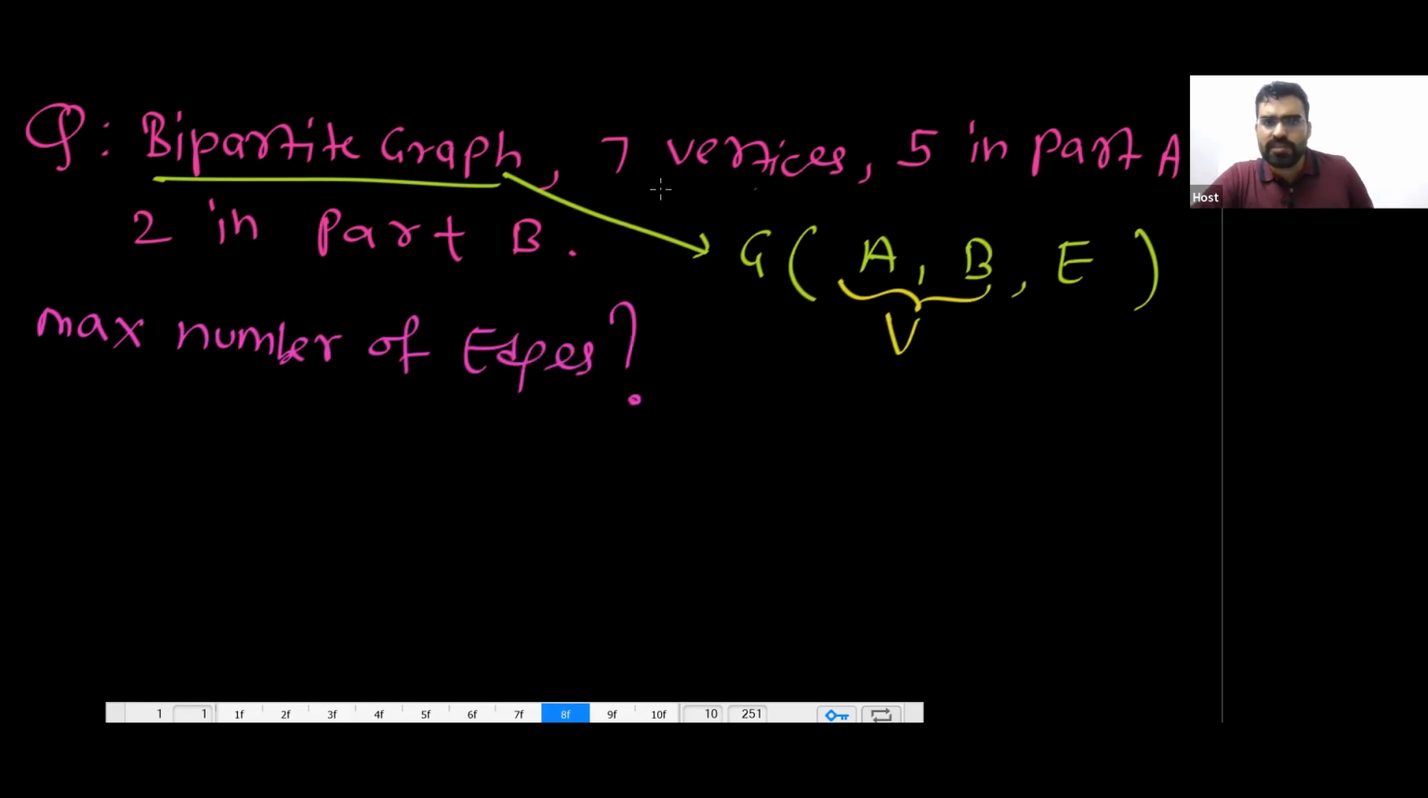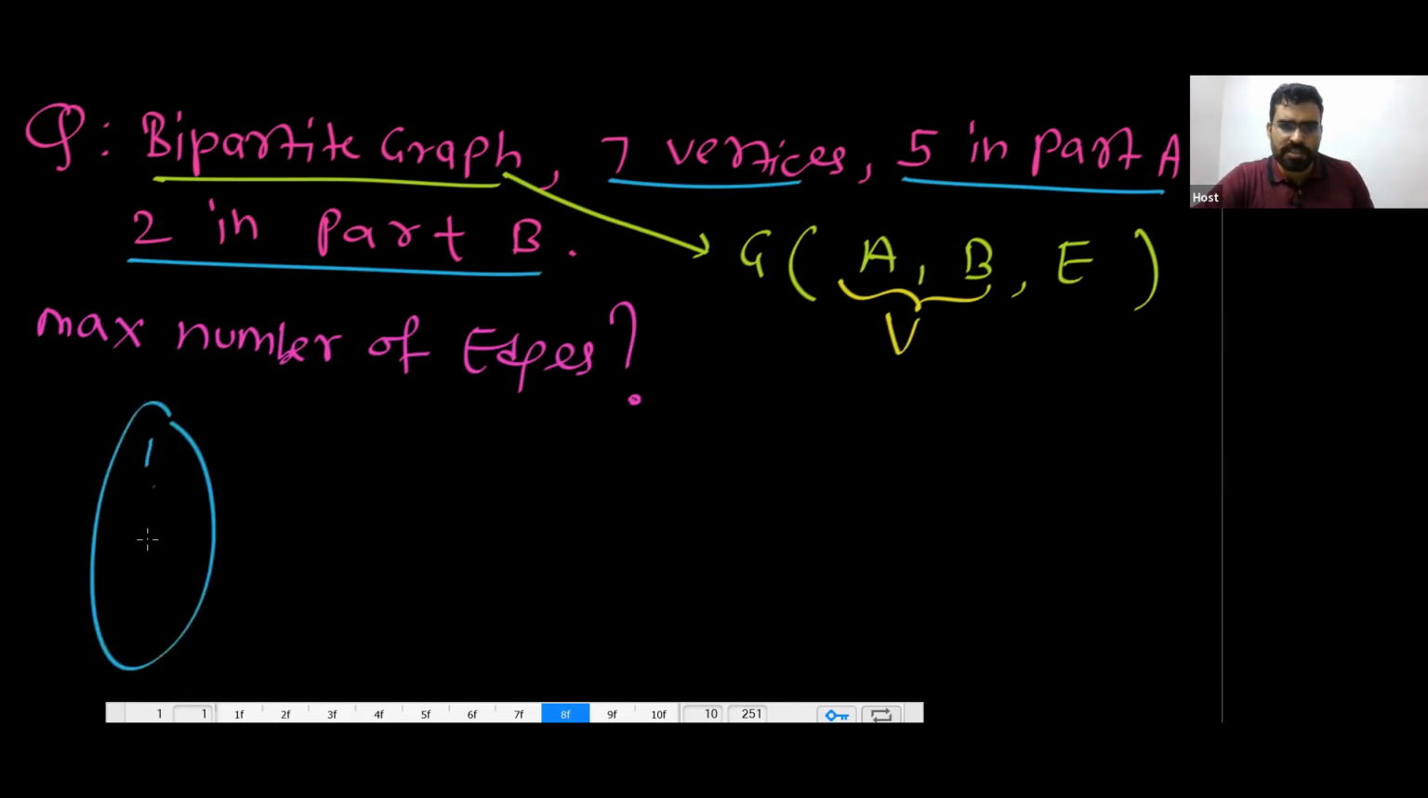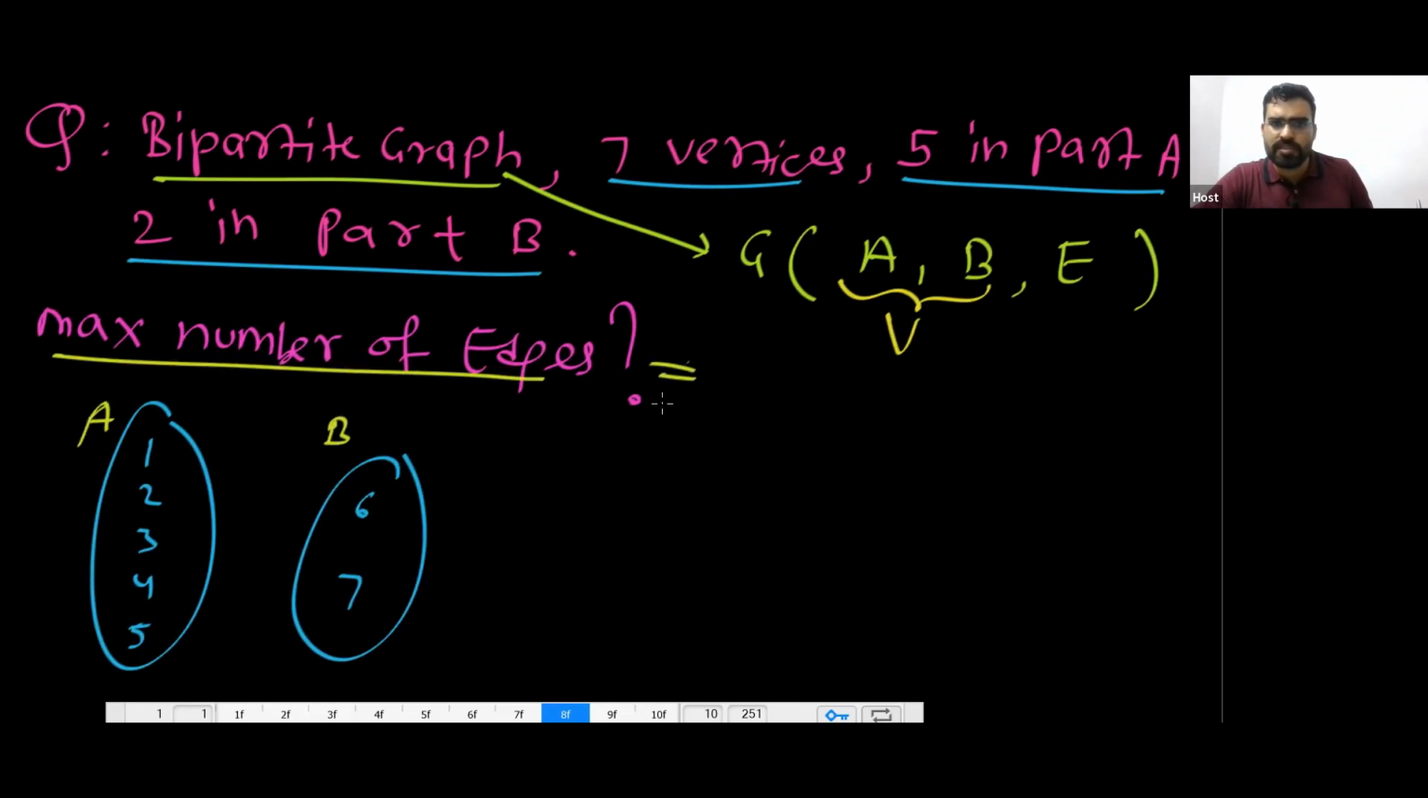In this question, we have a total of 7 vertices, 5 in part A and 2 in part B. So in this part you have 5 vertices, and in this part you have 2 vertices. This is your part A, this is your part B. What will be the maximum number of edges? The answer will be 5 into 2, which is 10, because we want the maximum number of edges.